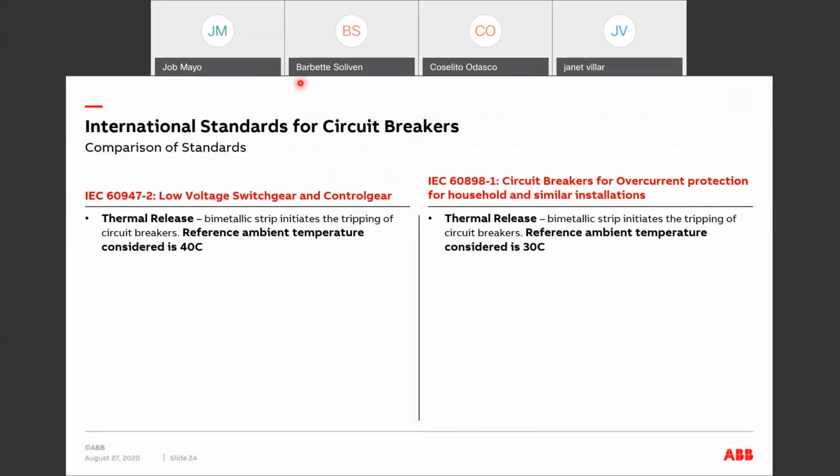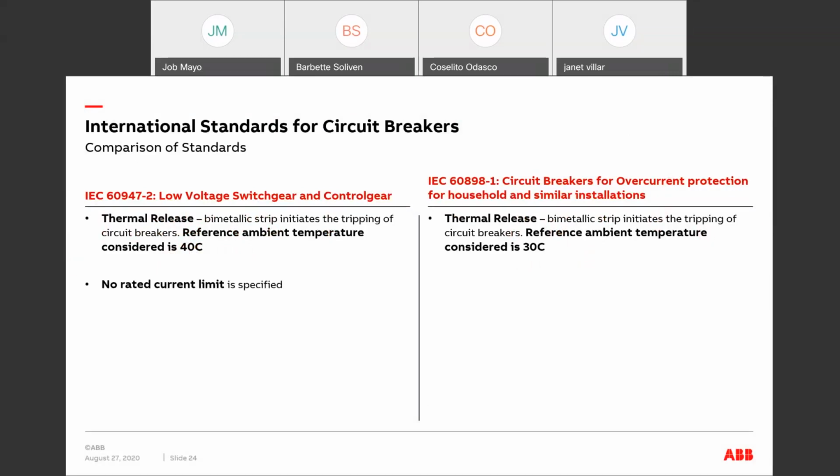Again, these are circuit breakers, so of course they will have thermal and magnetic release as well. The thermal trip is based on a bimetallic strip, as discussed earlier. But the difference between the two is that the ambient temperature for 947-2 is tested at 40 degrees, while the ambient temperature for 60898-1 is tested at 30 degrees Celsius.